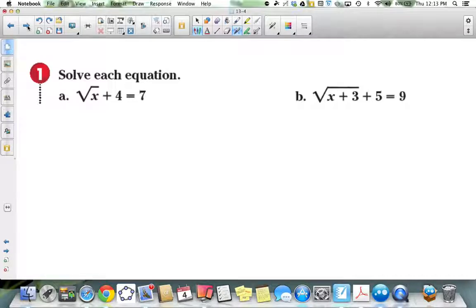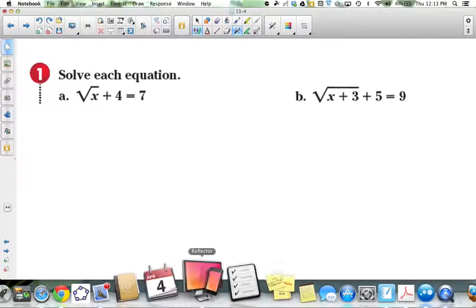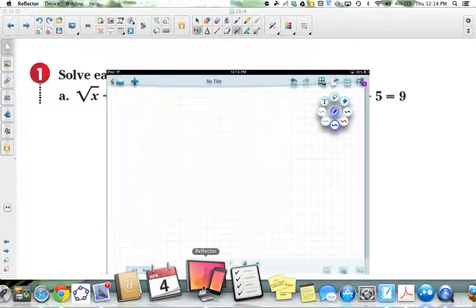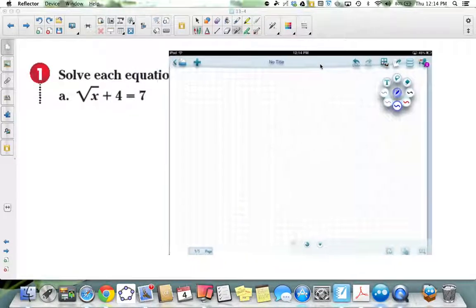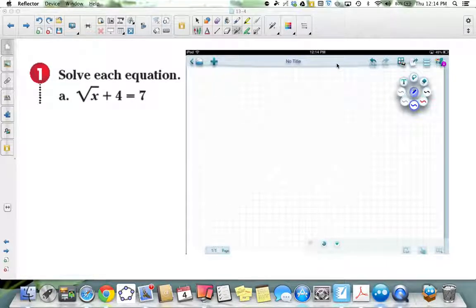Solve for each equation. We are asked to find radical x plus 4 equals 7. So if we have the radical on this side, radical x plus 4 equals 7.